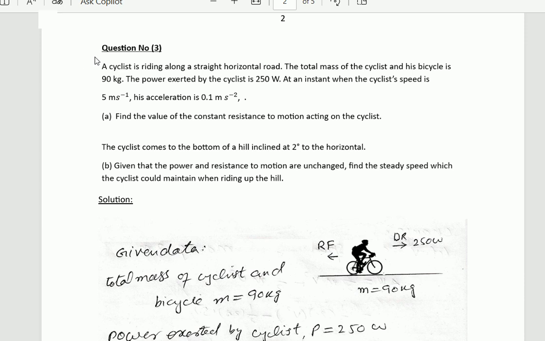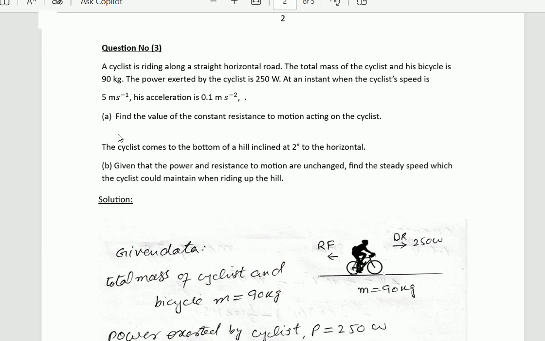Question number 3: A cyclist is riding along a straight horizontal road. The total mass of the cyclist and bicycle is 90 kg. The power exerted by the cyclist is 250 watts. At an instant when the cyclist's speed is 5 meters per second, his acceleration is 0.1 meters per second squared. For part A, find the value of the constant resistance to the motion acting on the cyclist.